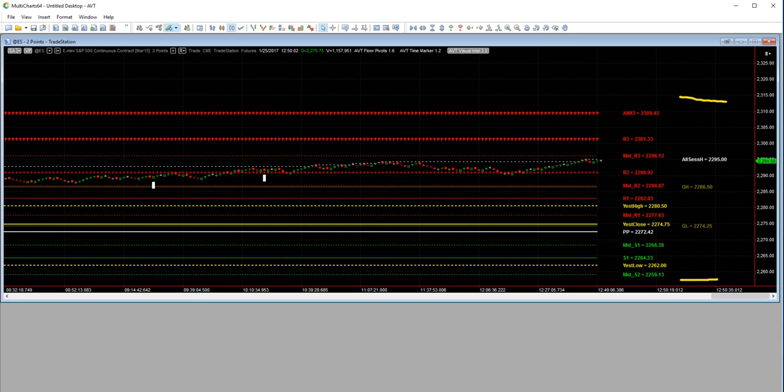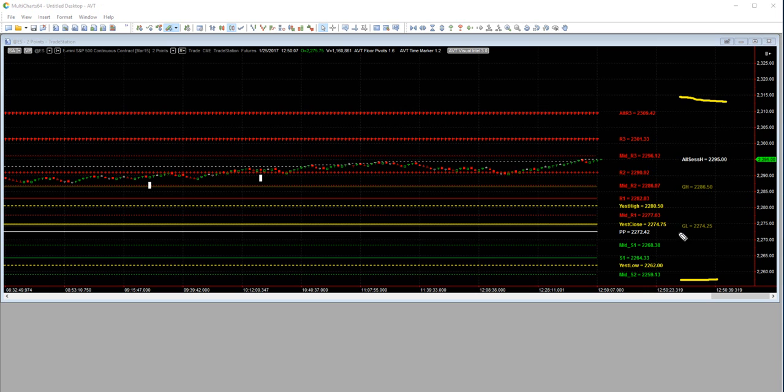So we never made a different all sessions low compared to the Globex low. So that's the only thing that's going to print. You won't see an all sessions low if it's the same as the Globex low. Otherwise, they'd just be printing on top of each other, and it would be difficult to read.